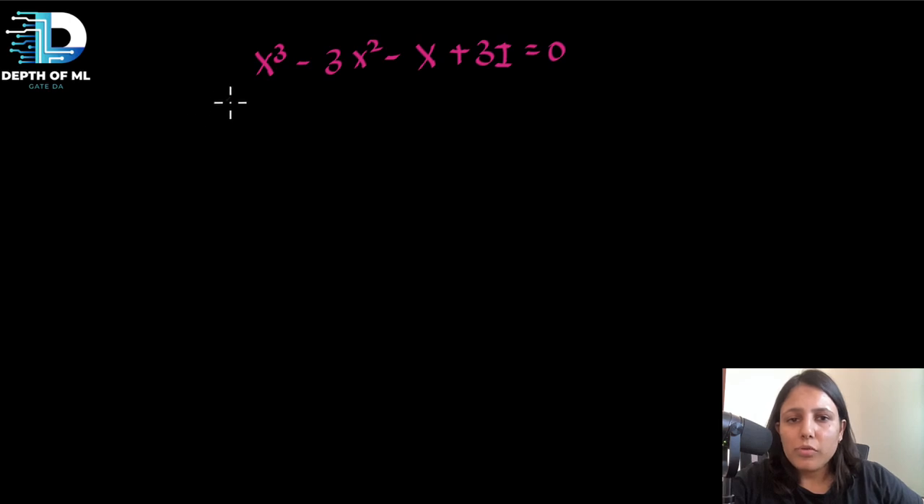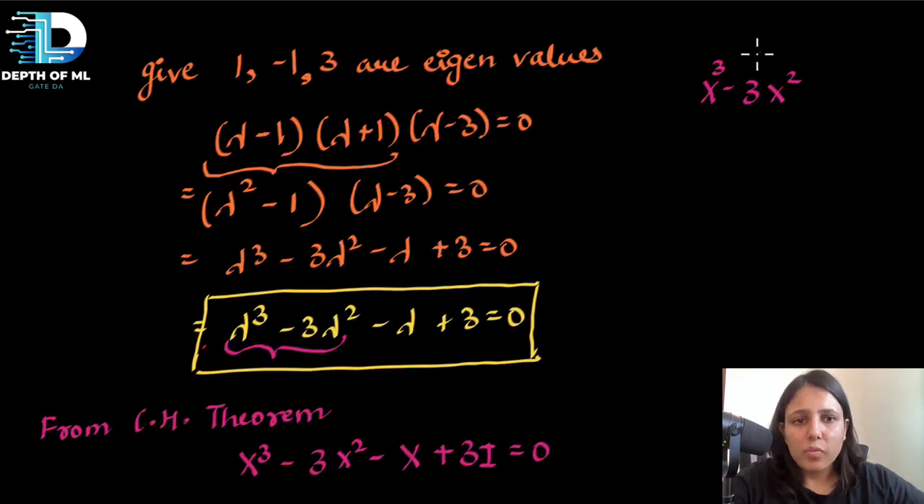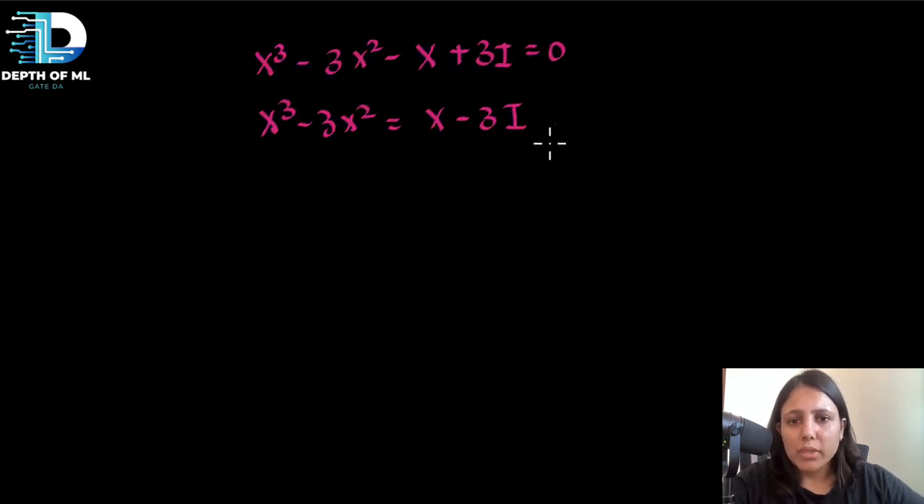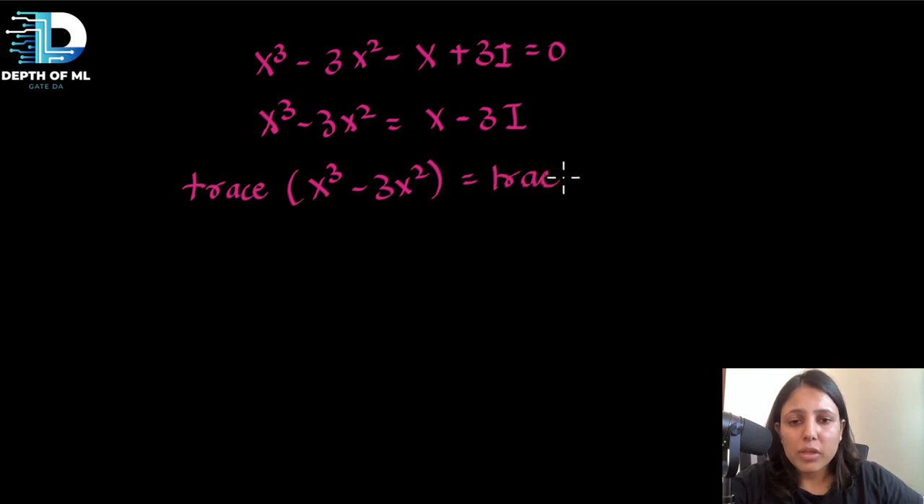Okay, so now from here what I can do is take x cube minus 3x square to the right-hand side, which equals x minus 3I. Okay, and this is what they were asking. So we wanted to find the trace of this, and this equation is now equal to this, right? So we can say that trace of x cube minus 3x square is nothing but trace of x minus 3I, right? So this is easy for us.